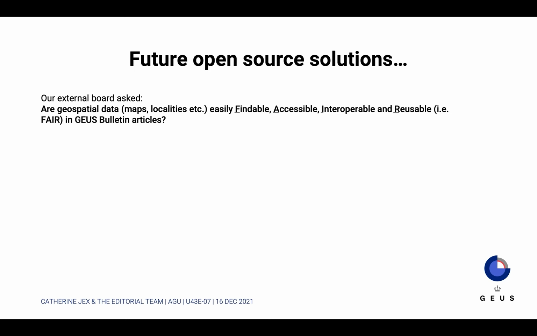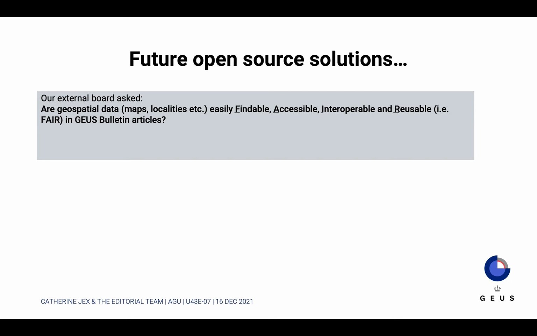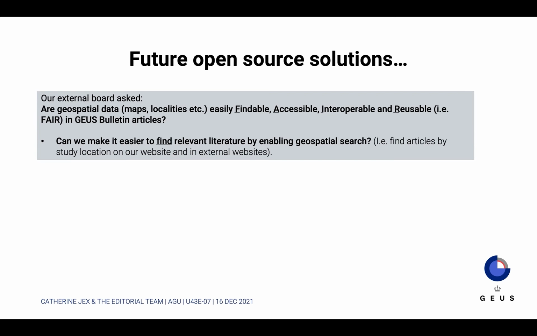I'd like to close with a question posed to us by our external board. They asked us whether geospatial data, meaning maps and localities, were easily findable, accessible, interoperable, and reusable in GEUS Bulletin articles. And they asked us actually a number of sub-questions underneath this main umbrella question. And I just want to focus on one of those today, because I think it's a good example of how we're trying to use OJS tools to respond to the needs of users and external board members.